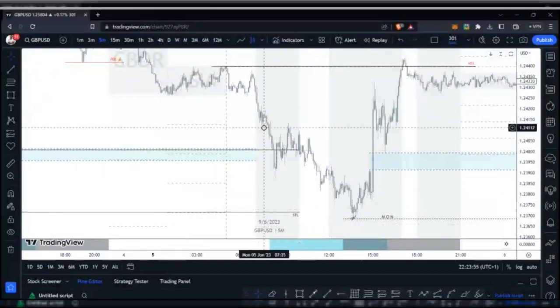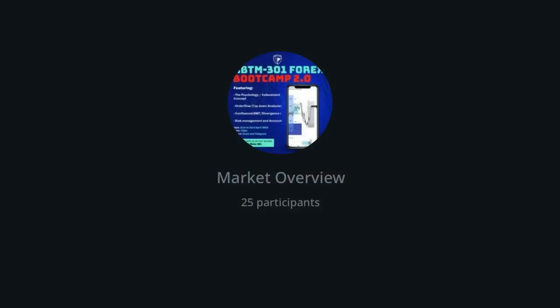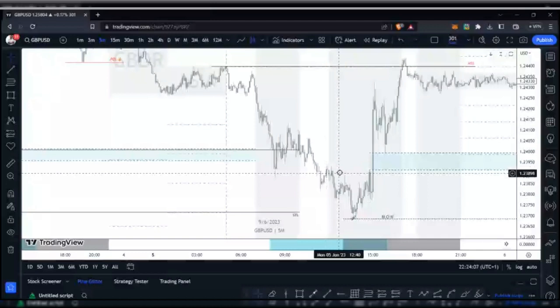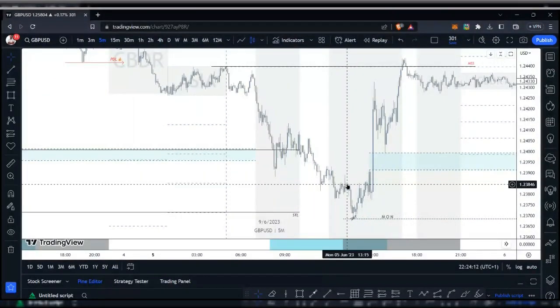right? There was no break of structure here. Price kind of stalled here, but there was no break of structure. We keep on looking, price kept on creating the lows and the highs. Lower low, lower high, lower low, lower high, lower low. And then we had that break of structure here.